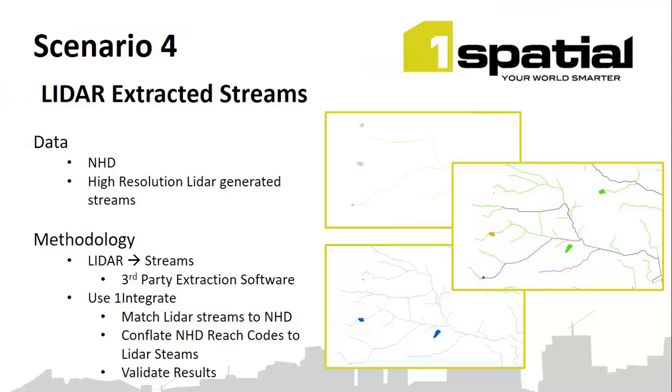We have rich metadata already within our NHD data, and we do not want to lose all that information when switching over to a higher resolution dataset. So we can use OneIntegrate to identify which NHD feature matches the high-res dataset and then conflate the reach code from the NHD dataset to the LIDAR-generated dataset.